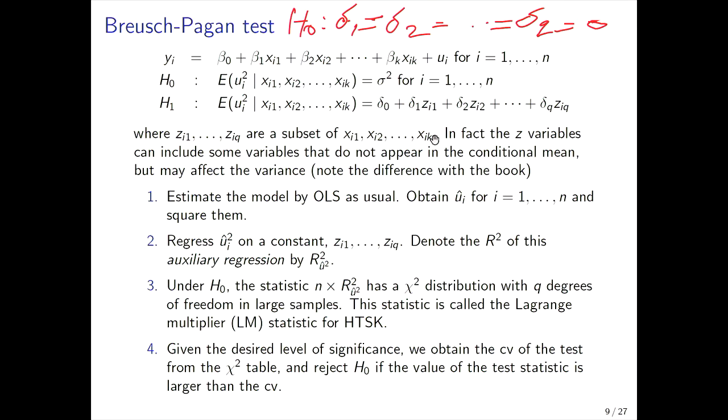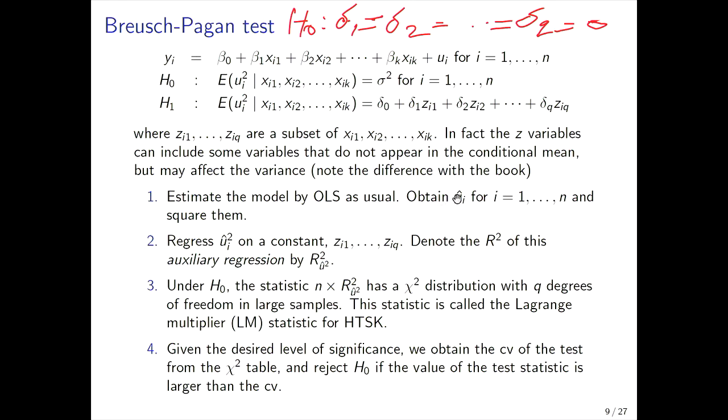So first of all, at step one, we estimate our linear regression model by OLS, and we get the OLS residuals ui hat. So we're obviously interested in the variance of the error term, right? Now remember, under the assumption that the error term has a conditional mean of 0, the expectation of ui squared is just the variance of ui. So we don't observe the uis, so we replace them with the OLS residuals that we get when we estimate our linear regression model.